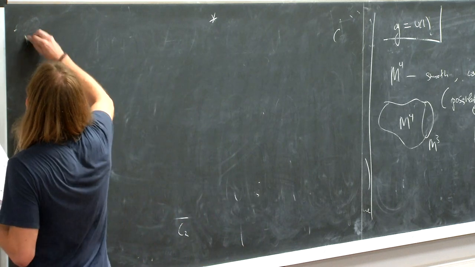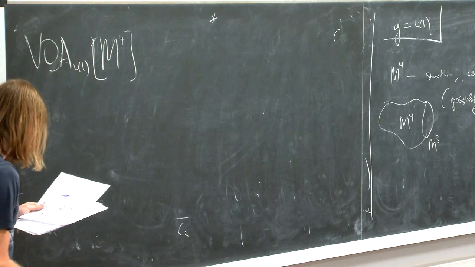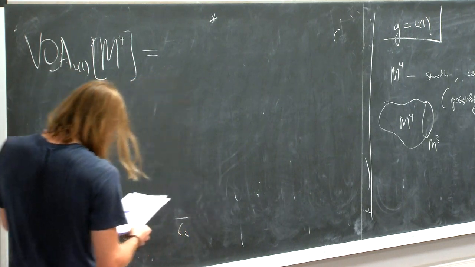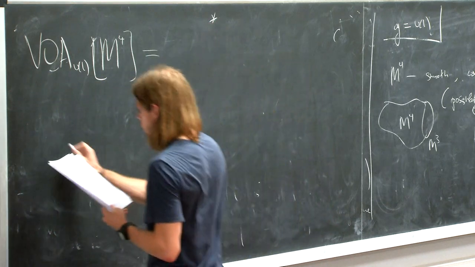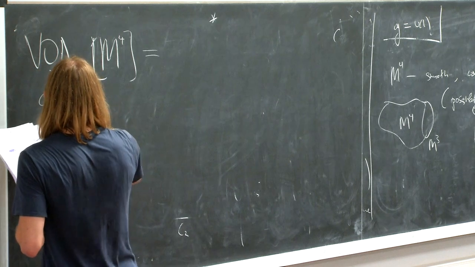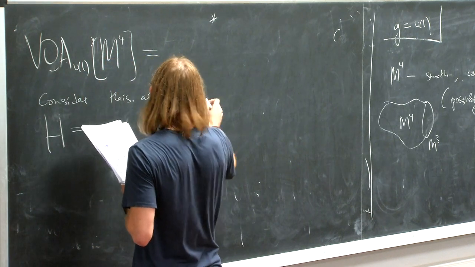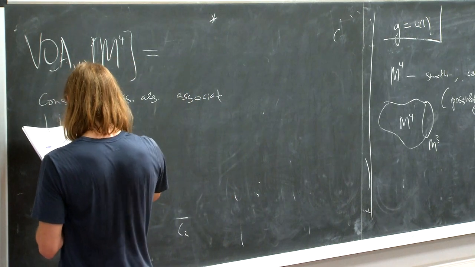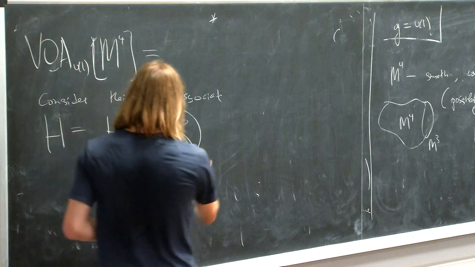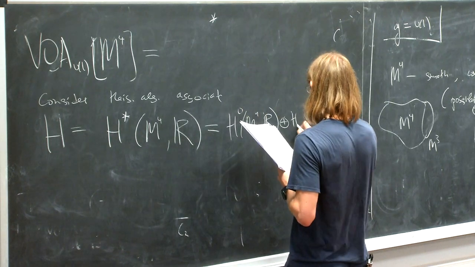Then I can associate to the four-manifold the VOA as follows. As in Noah's talk yesterday, let me consider the Heisenberg algebra associated to the vector space H, which is the cohomology of M4 with real coefficients. Since it's simply connected, this contains only even degrees.